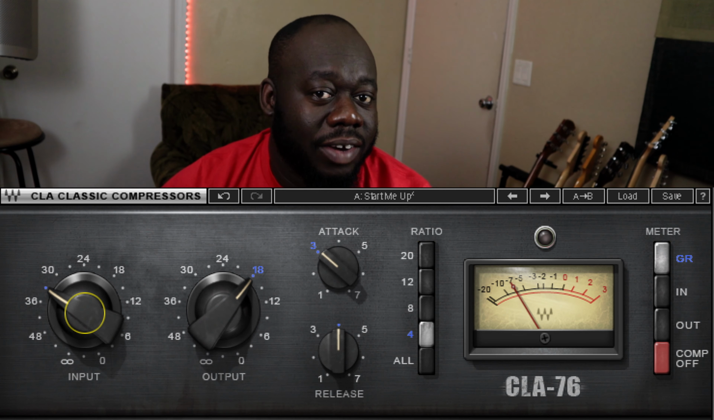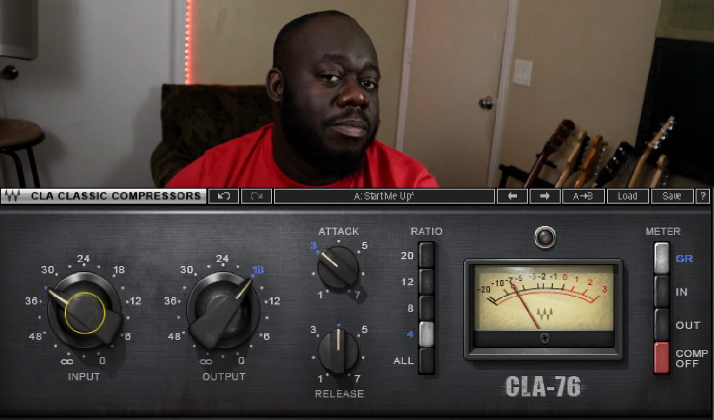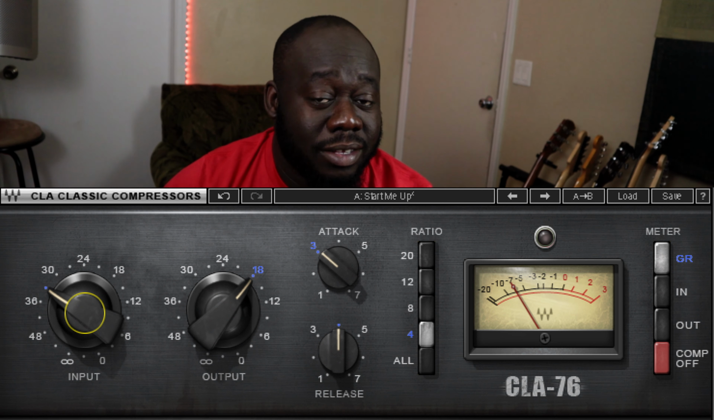All right, moving on from that, the next compressor we're going to talk about today is the FET compressor. A FET compressor uses what's called field effect transistors to apply compression to a signal path. And one of the most common FET compressors that you're going to run into is the 1176, arguably one of the most famous compressors in existence.